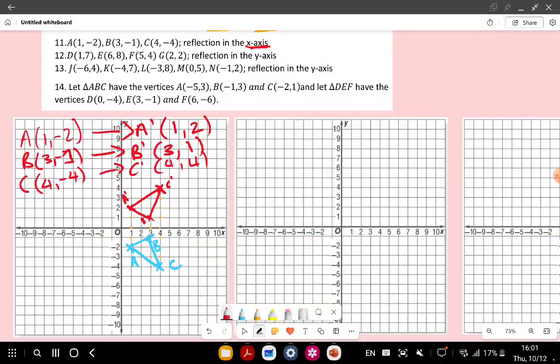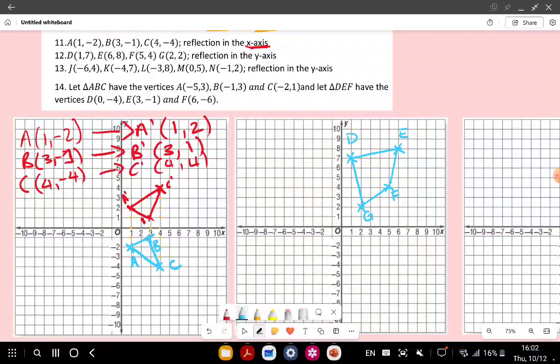Now let's do the next one, which is going to be question 12. For question number 12, we're drawing D, which is 1, 7. X is 1, Y is 7. That's point D. E is 6, 8. Over here, that's 5. That's 6. That's E. F is 5, 4. And G is 2, 2. Connect the dots. You should have a quadrilateral that looks like this.